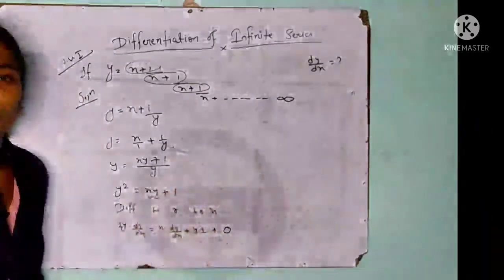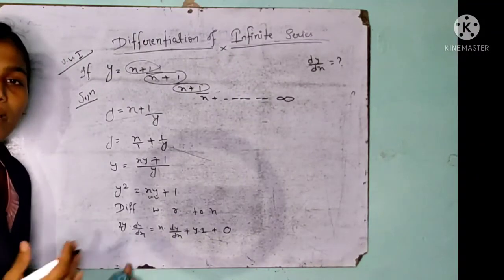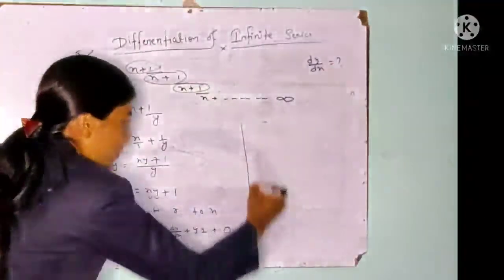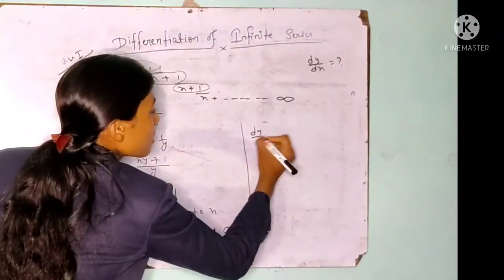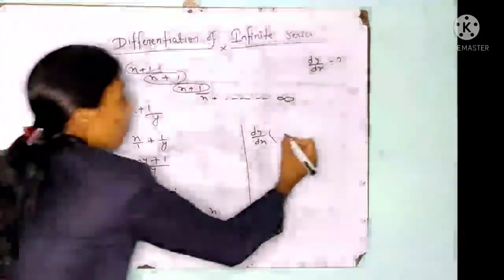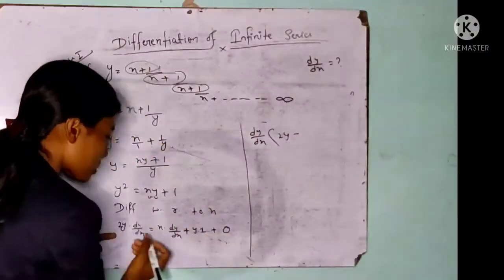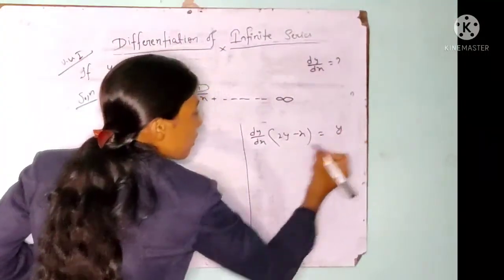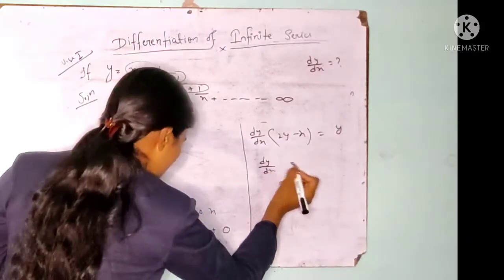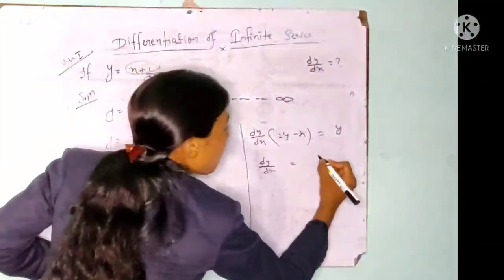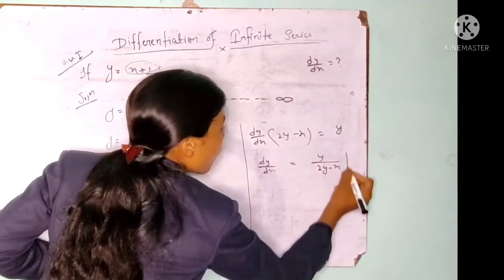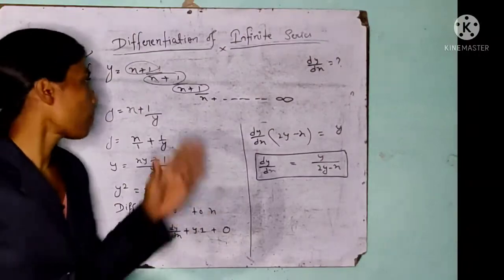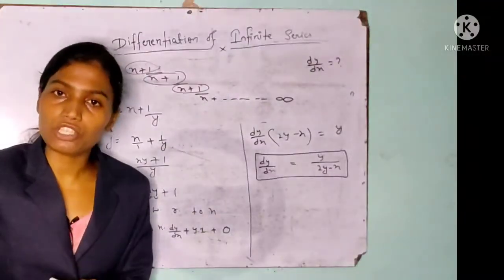Now we need to find dy by dx, so we take dy by dx on one side and the remaining function on the other side. Taking dy by dx common, 2y minus x is the remaining, and this is equal to y. So dy by dx equals y upon 2y minus x. This is the correct way to find the differentiation of this question. I hope up to this you can understand.